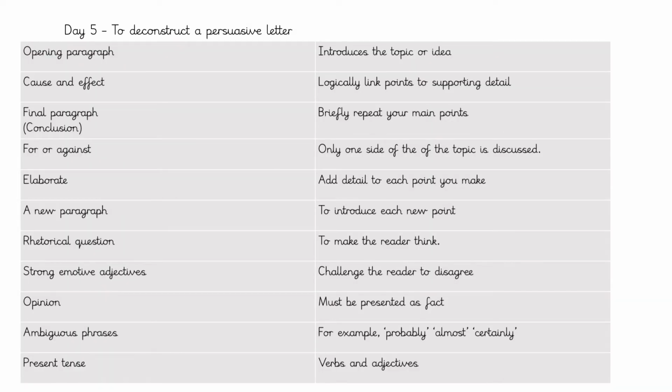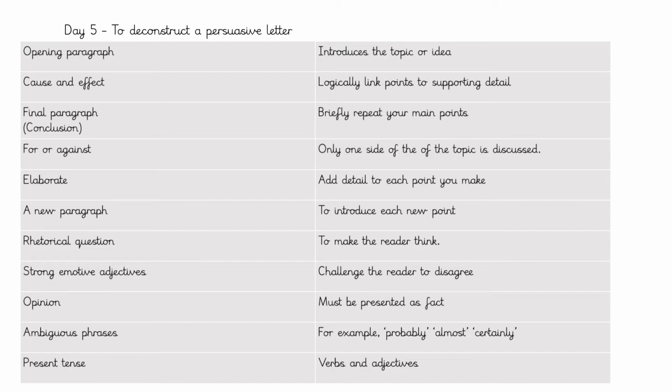So, looking at deconstructing a persuasive letter, we need to look at the main focuses within it. So it must have an opening paragraph, which must introduce the topic or area. It must have cause and effect, and that's about logically linking the points that you want to make to support your argument. It must have a final paragraph, which we know as a conclusion. So that final paragraph basically just brings all of your main points together.